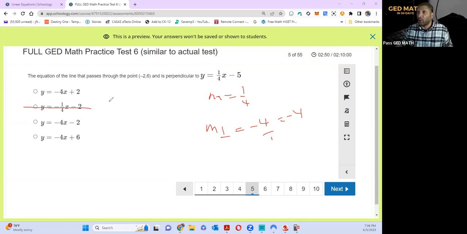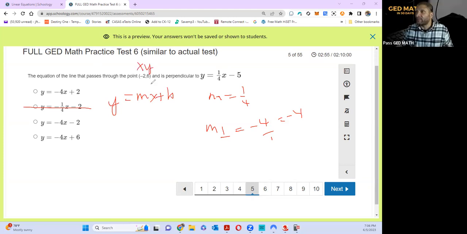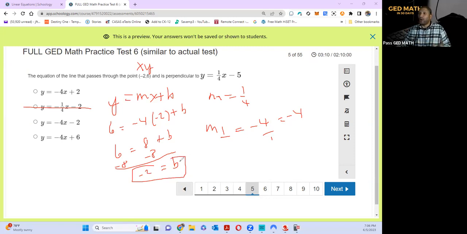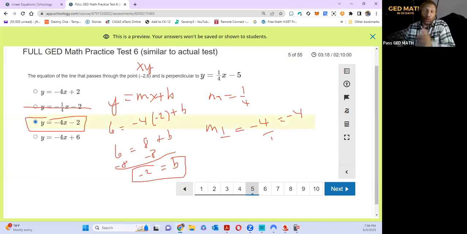But I'm not. So y equals mx plus b. That's my x, that's my y. So 6 equals -4 times -2 plus b. 6 equals 8 plus b. Subtract 8 from both sides. B is -2. My slope is -4. My y-intercept is -2. That's my answer. If you are not stepping through that problem like that, that means you need to practice on my section of linear equations for parallel and perpendicular.